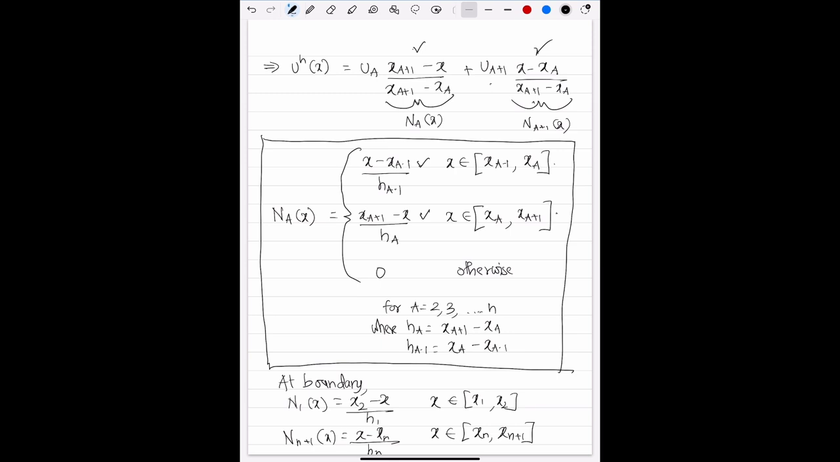Now let's try to plot these basis functions to get a better sense of what they look like. So firstly, we have our domain ranging from 0 all the way up to 1. So in general, let's consider element A, which is ranging from XA all the way up till XA plus 1. And similarly, we have element A minus 1, which ranges from XA minus 1 all the way up till XA.